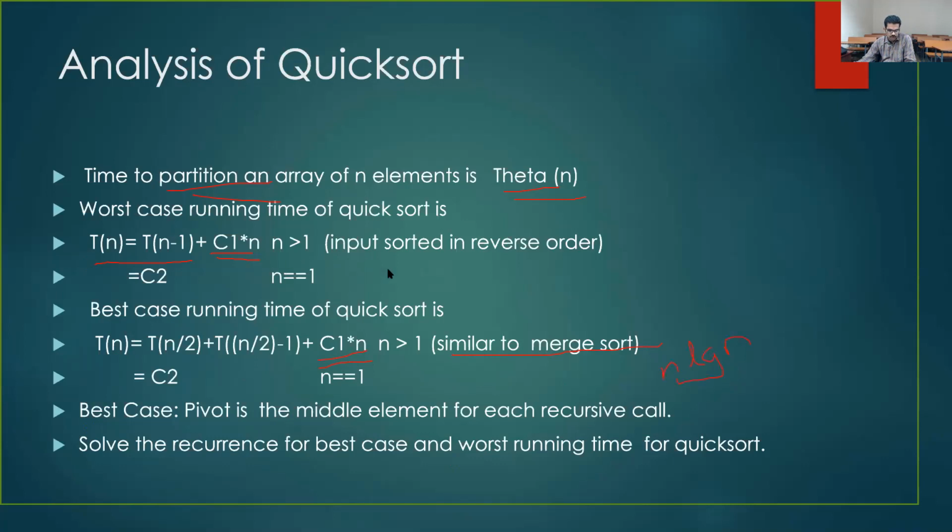You can solve this on your own, and you can solve both the equations and find what happens. You can take it like T(n/2) plus T(n/2 minus 1) plus C star n, which is anyway less than T(n/2) plus T(n/2) plus C1 star n. So even if you remove this minus 1, you can say that T(n) is anyway less than this value. Then you can solve it similar to merge sort. So that's about quicksort. This recurrence you can solve on your own.